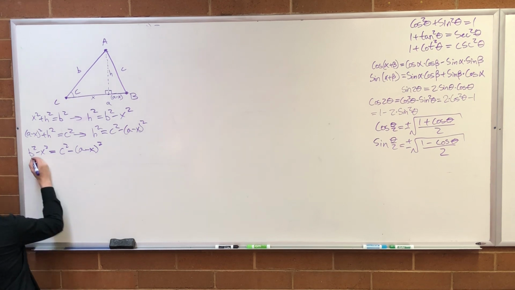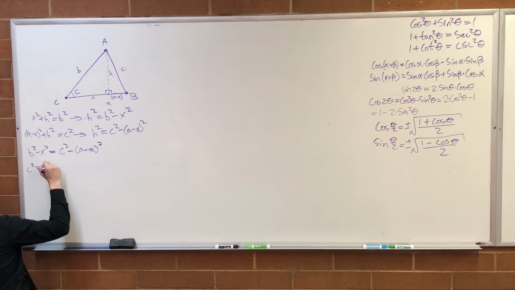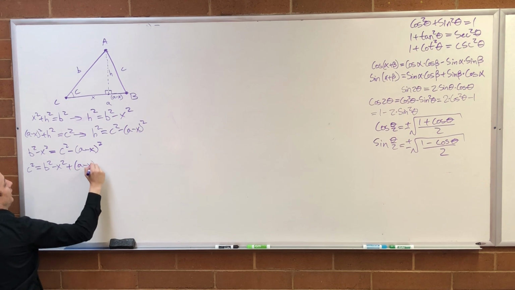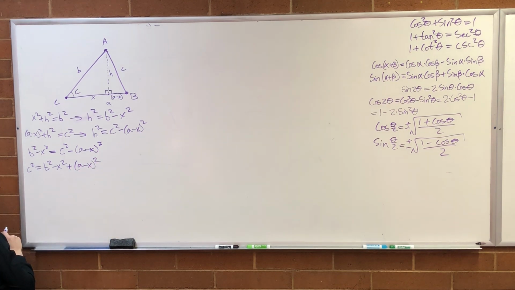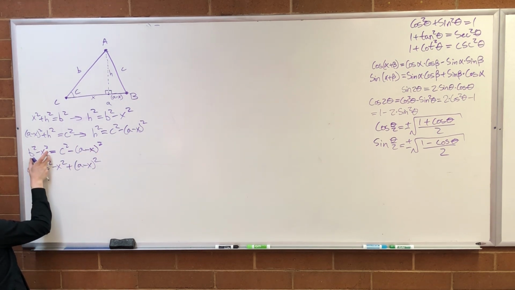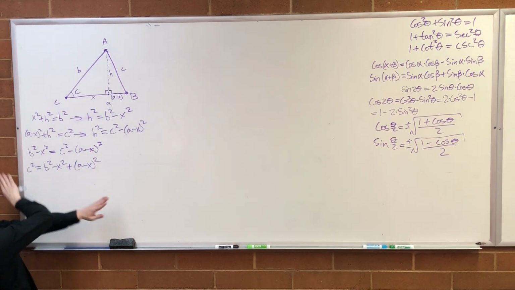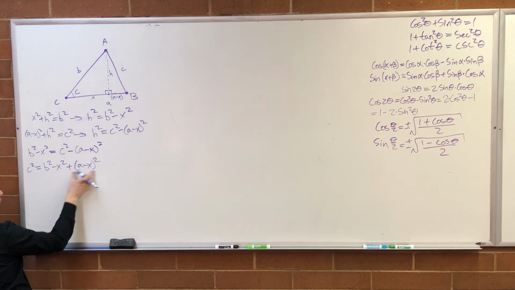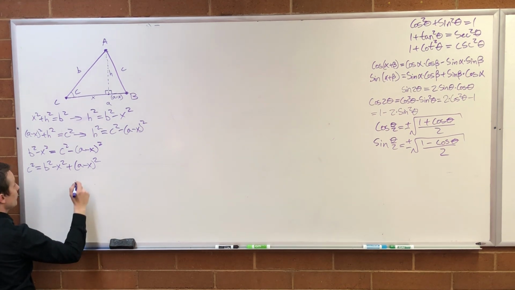So let me just rewrite the equation again. c squared is equal to b squared minus x squared, and then I'm actually going to add this piece over here, plus (a minus x) squared. Everyone follow the algebra of what I just did? Yep. I moved this piece over here, and then just flipped my equation around so I can write my c squared first. Okay, so now we just need to multiply that thing out.